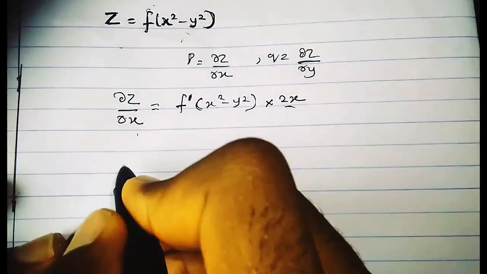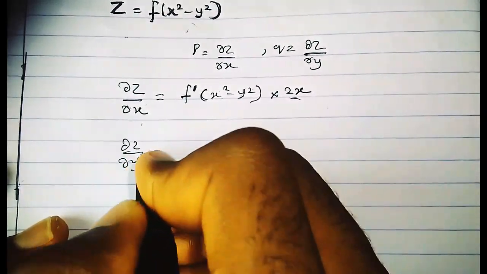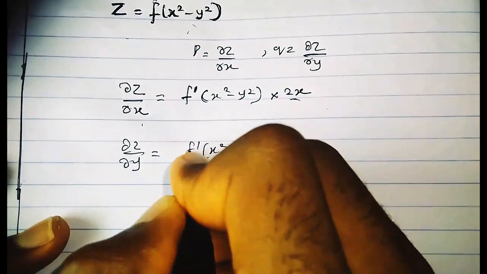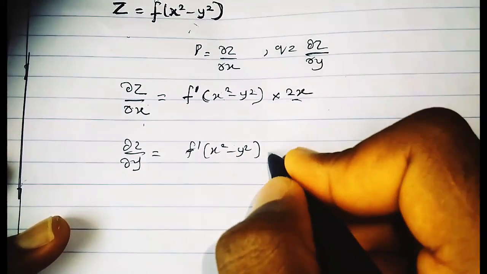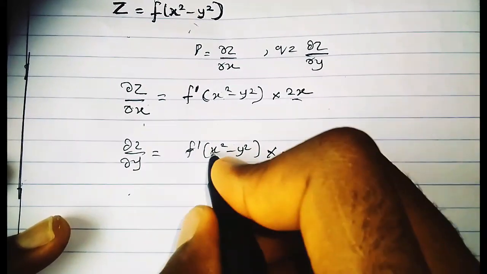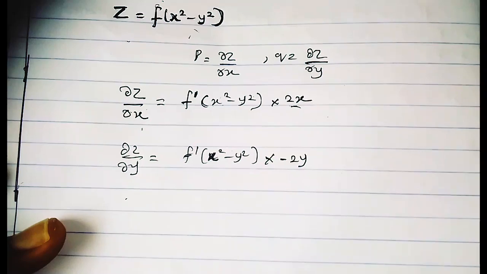Now let's differentiate with respect to y. This will be dz/dy equal to f prime of x squared minus y squared, that is, I've differentiated the function. Then differentiating what's inside the function, this will be multiplying by minus 2y, because since I'm differentiating with respect to y, x is a constant, and differentiating a constant is 0. So this is minus 2y.